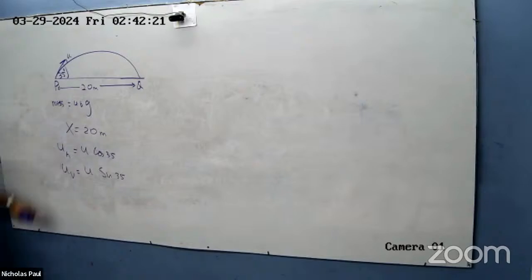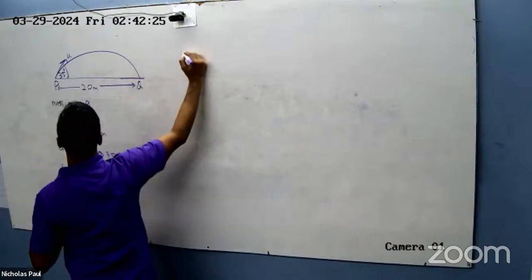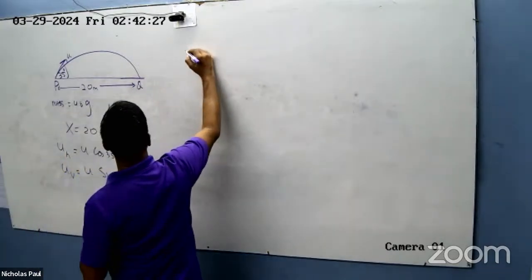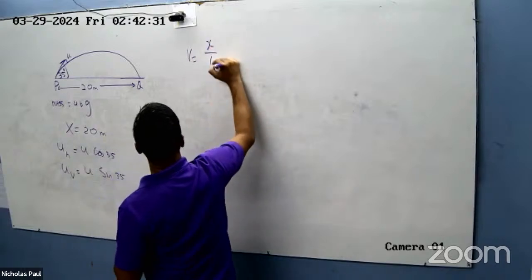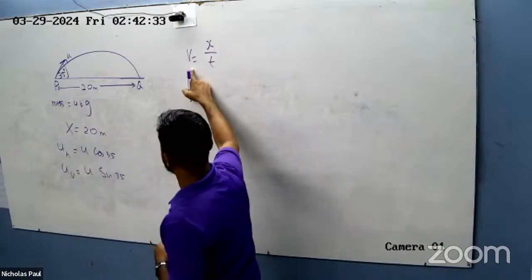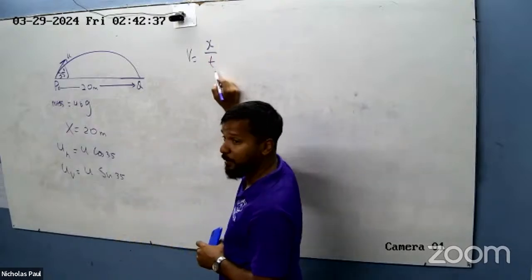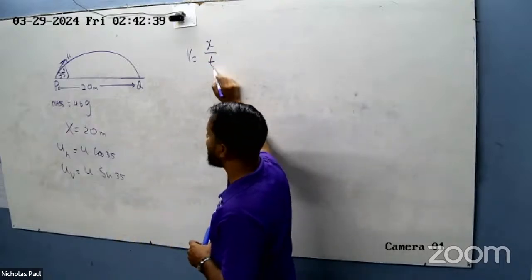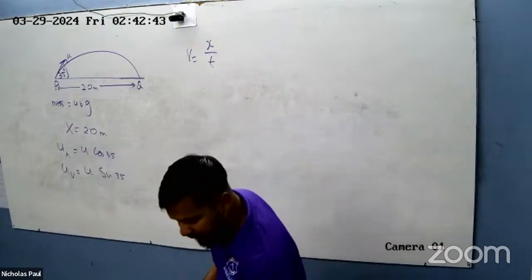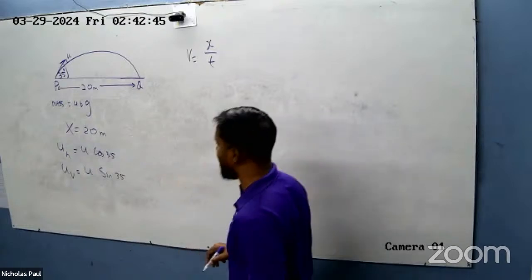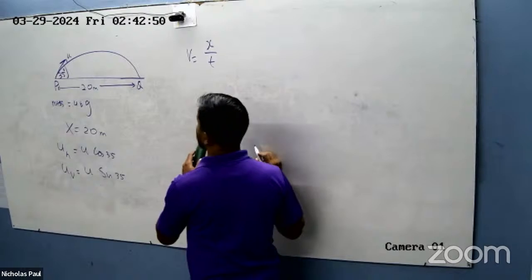The formula for X, we know that speed is equal to distance on time. So if they ask us to find speed, speed is distance on time. We know X is 20. We don't know T. So we have to find the time for the journey.